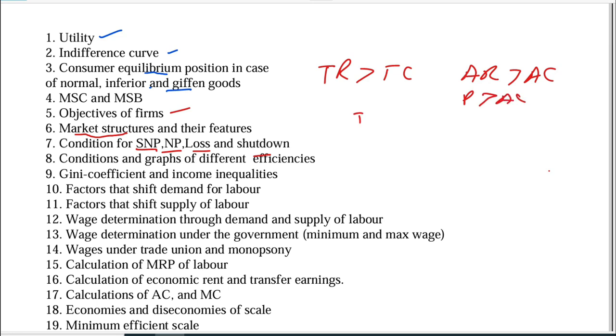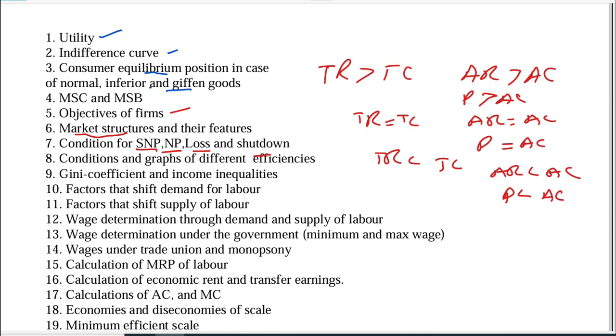Normal profit is earned when total revenue is equal to total cost, average revenue is equal to average cost, price is equal to average cost. Loss occurs when total revenue is less than total cost, average revenue is less than average cost, price is less than average cost. So these are the conditions for loss. Shutdown occurs when total revenue is less than total variable cost, average revenue is less than average variable cost, or price is less than average variable cost. So these are the basic conditions for shutdown. Shutdown is when firms basically stop production.